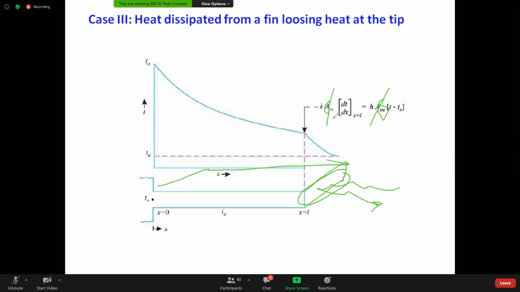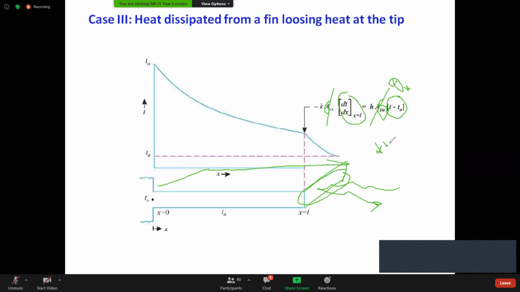Right? So what is remaining here? dt by dx is equal to L. At the same time, I can write this in terms of theta, because it is the temperature excess. Here dt by dx is equal to minus h theta by k, bringing the k to this side, at x is equal to L. Right, so this is the boundary condition we discussed.